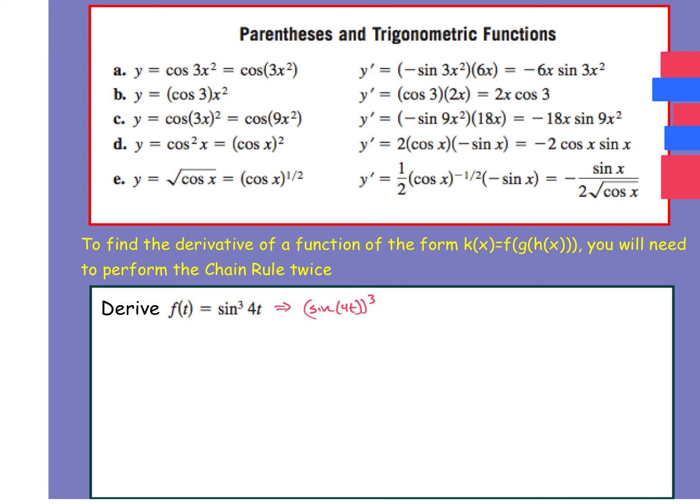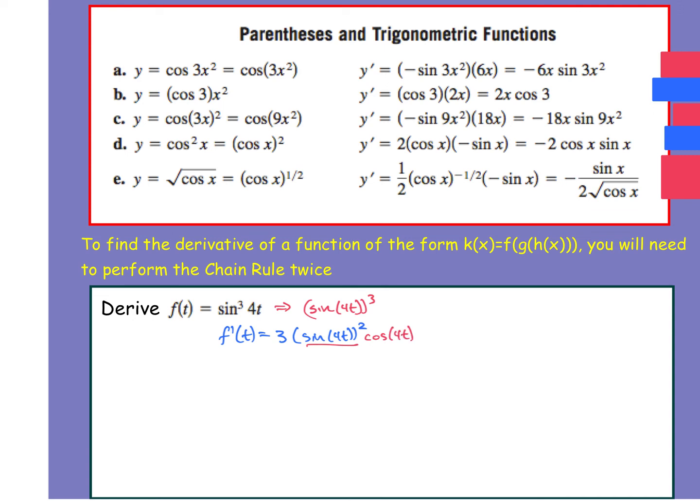So if I'm taking a derivative, I'd notate it by f prime of t. So what would be brought down first? A 3. So now I'd have a 3, and then sine of 4t to the power of what? 2. But now, what am I taking the derivative of? Okay, my inside, which is this sine of 4t. So I need to take the derivative of sine. So what is the derivative of sine? Just cosine. So now I have cosine of what? 4t.